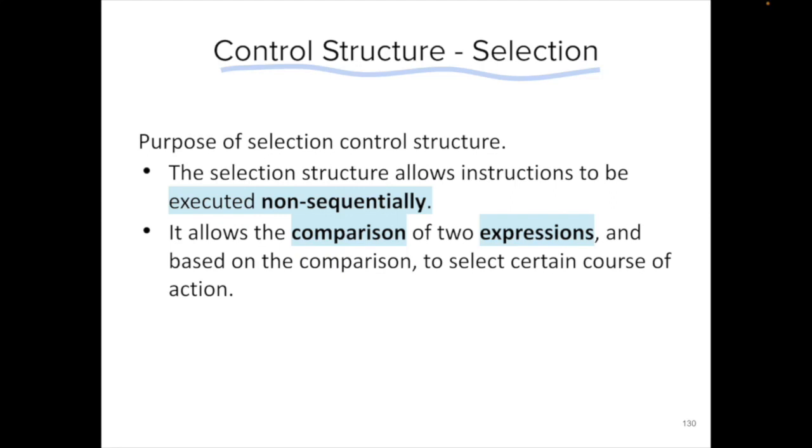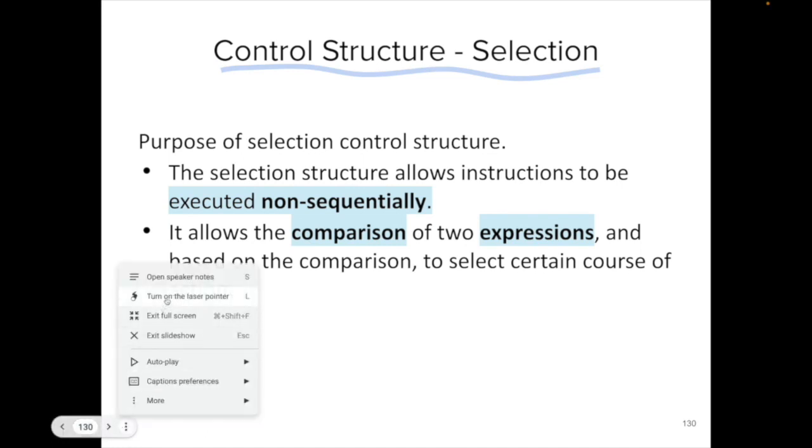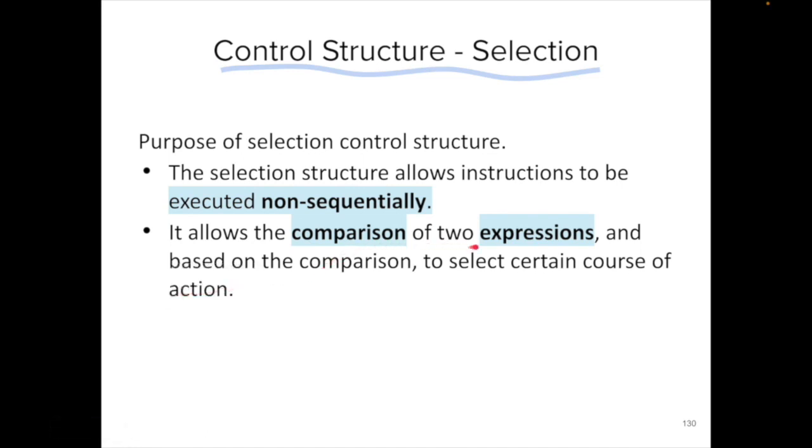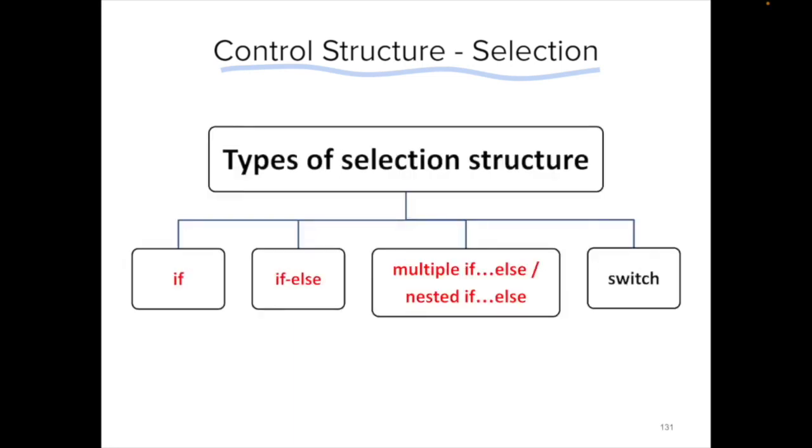Okay. So, selection control structure ni, dia allows comparison. Okay. Comparison of two expressions, or we call it conditions. Okay, and because of that, we are able to produce a certain action. Okay, daripada dua expression ataupun daripada dua kita punya condition tu, kita akan produce action mengikut kita punya condition tu.